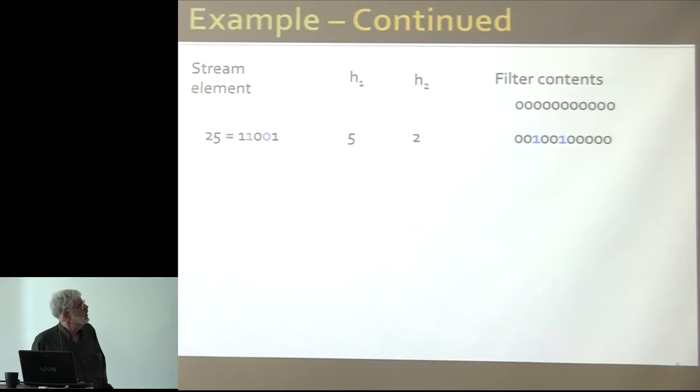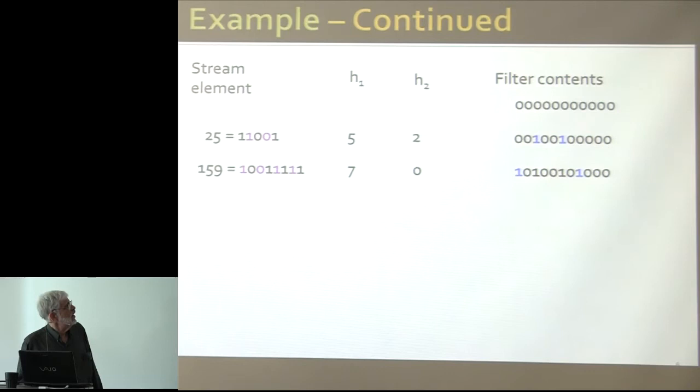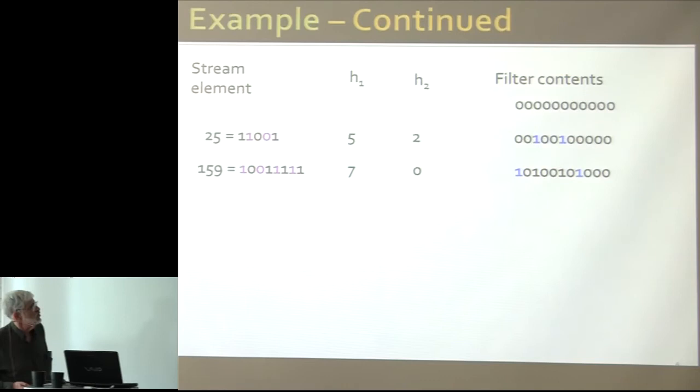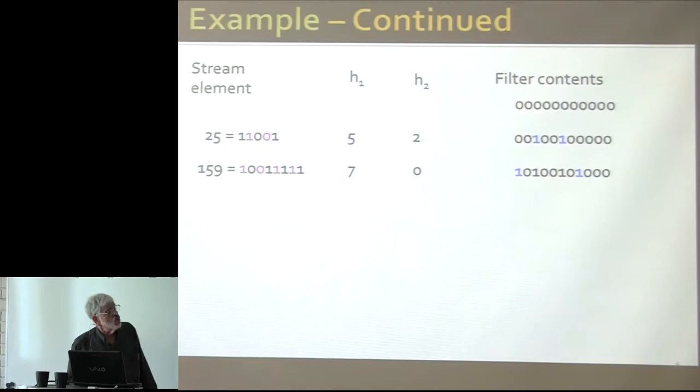Now the next stream element, 159. Again, the black is 0111. That's 7. And the even positions are 1011, which is 11, and 11 modulo 11 is 0. So I set bits 0 and 7 to 1. So now you can see that 4 bits are set to 1.